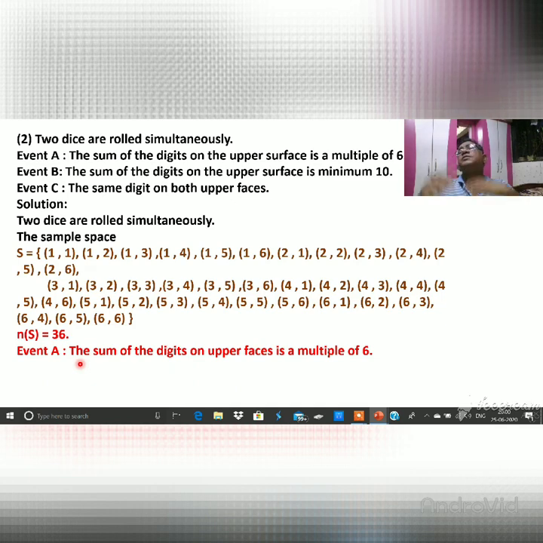Multiple means 6 plus 6 is 12, which is also a multiple; 12 plus 6 is 18; 18 plus 6 is 24. Okay, that is called a multiple. But here it says sum. So whatever multiple it is, the sum must be that multiple.